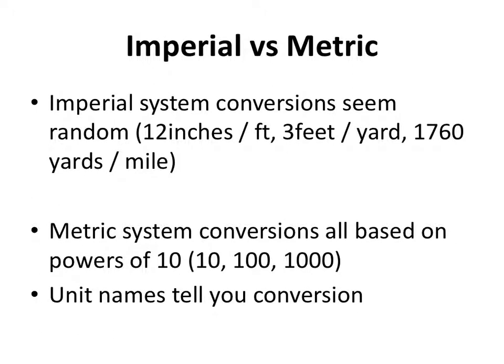To begin, let's quickly compare our imperial and metric system. In the imperial system, the unit conversions often seem very random. There are 12 inches per foot and 3 feet per yard, and 1,760 yards making up a mile. The metric system in comparison uses conversions that are all based on powers of 10, 100, and especially 1,000. Also, the unit names tell you what the conversion will be.